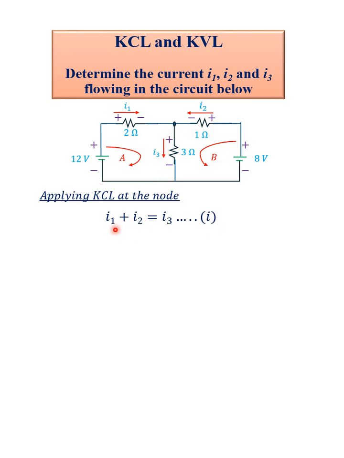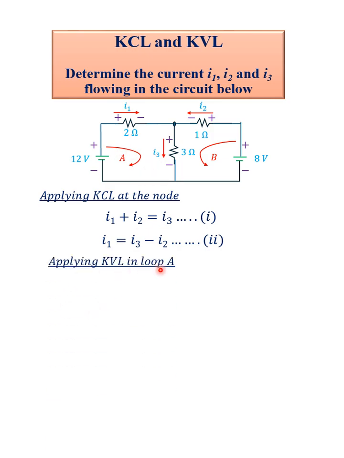From here, let's make either I1 or I2 the subject of the formula. You can make any one you like the subject of the formula, but in this video, I'm making I1 the subject of the formula, and I1 will be equal to I3 minus I2. Let's call it equation 2. We are done with the KCL. Let's move to KVL. Let's apply KVL to loop A.